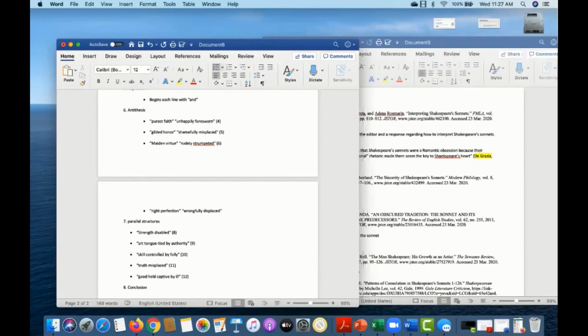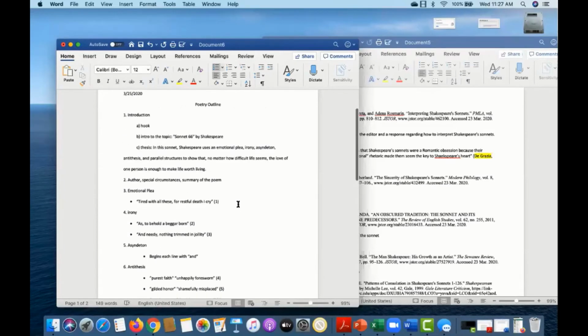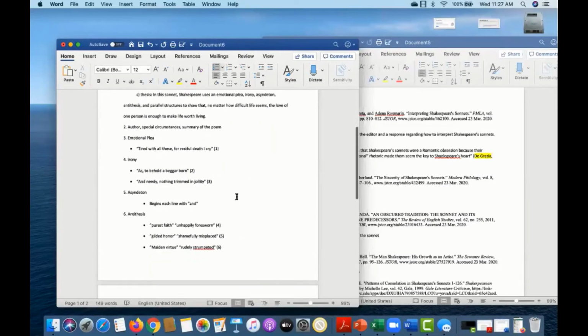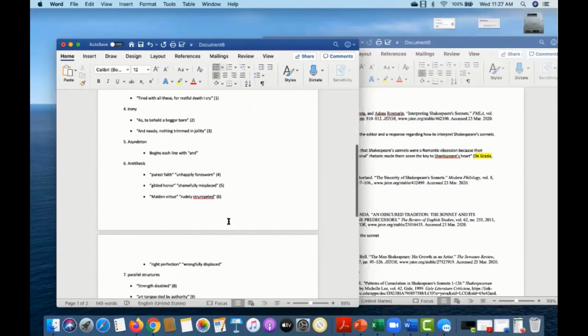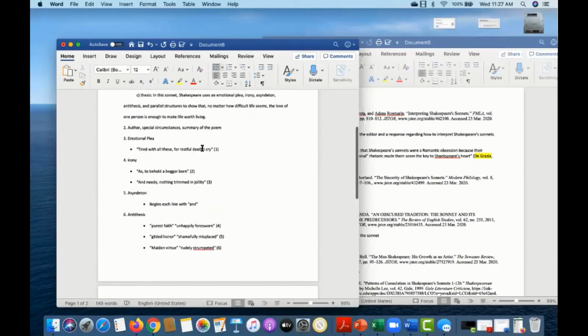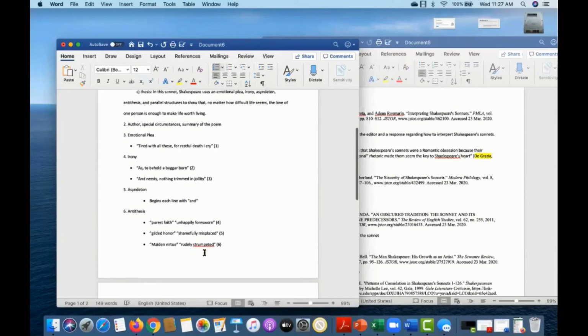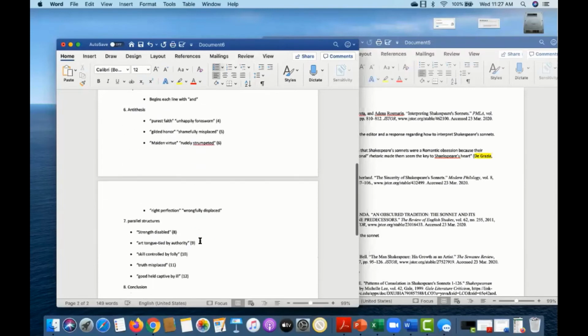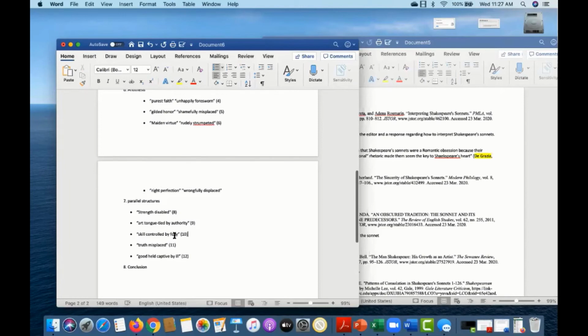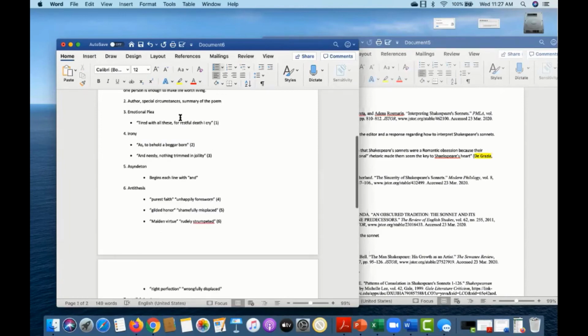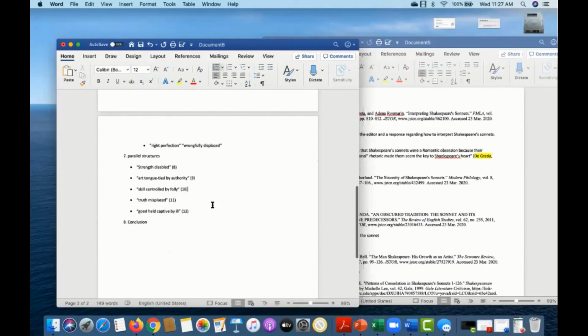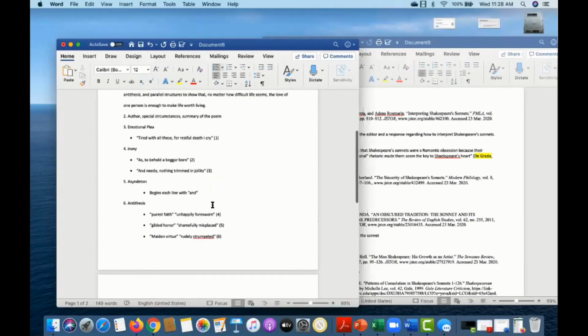So now that I have all of this on here, I have a really good organization for my paper. Not only do I know that I'm giving readers lines from the poem and proving what I'm saying, but I have a really clear organizational pattern. So it will make it easy for them to understand the poem, even if they haven't read the poem. Okay? So hopefully you all were able to follow along with that.